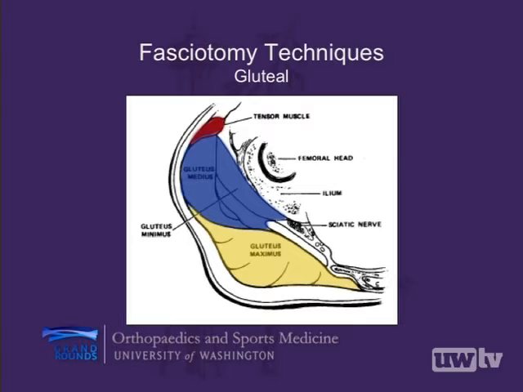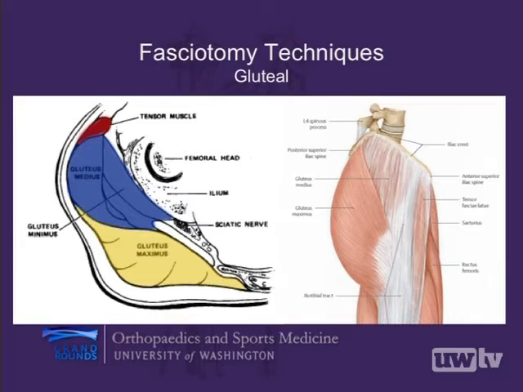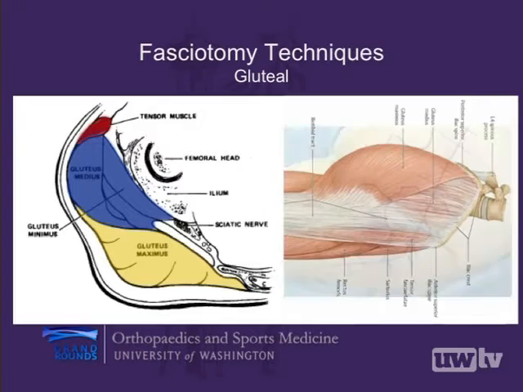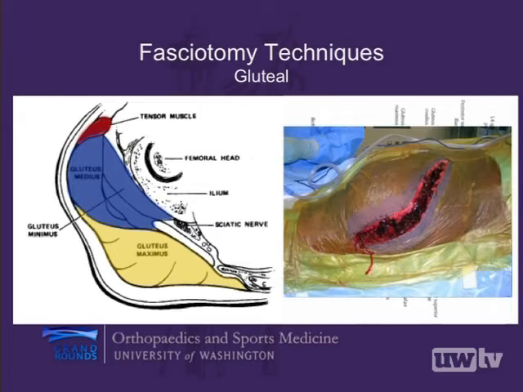The best surgical approach to the gluteal compartments is with the familiar Kocher-Langenbeck type exposure. Here, the planned surgical incision and relevant osseous anatomy is drawn on the skin, and in a different patient, a large gluteal hematoma is encountered at the time of this gluteal fasciotomy.